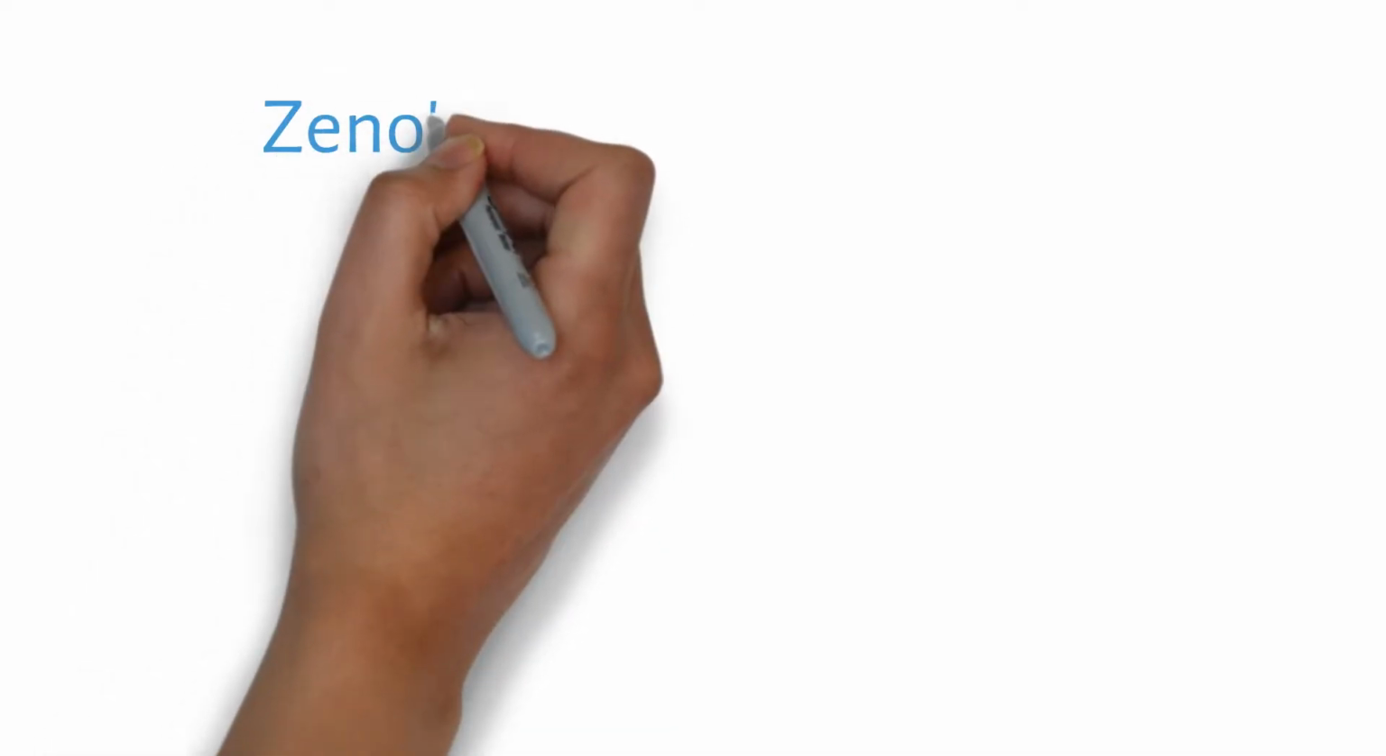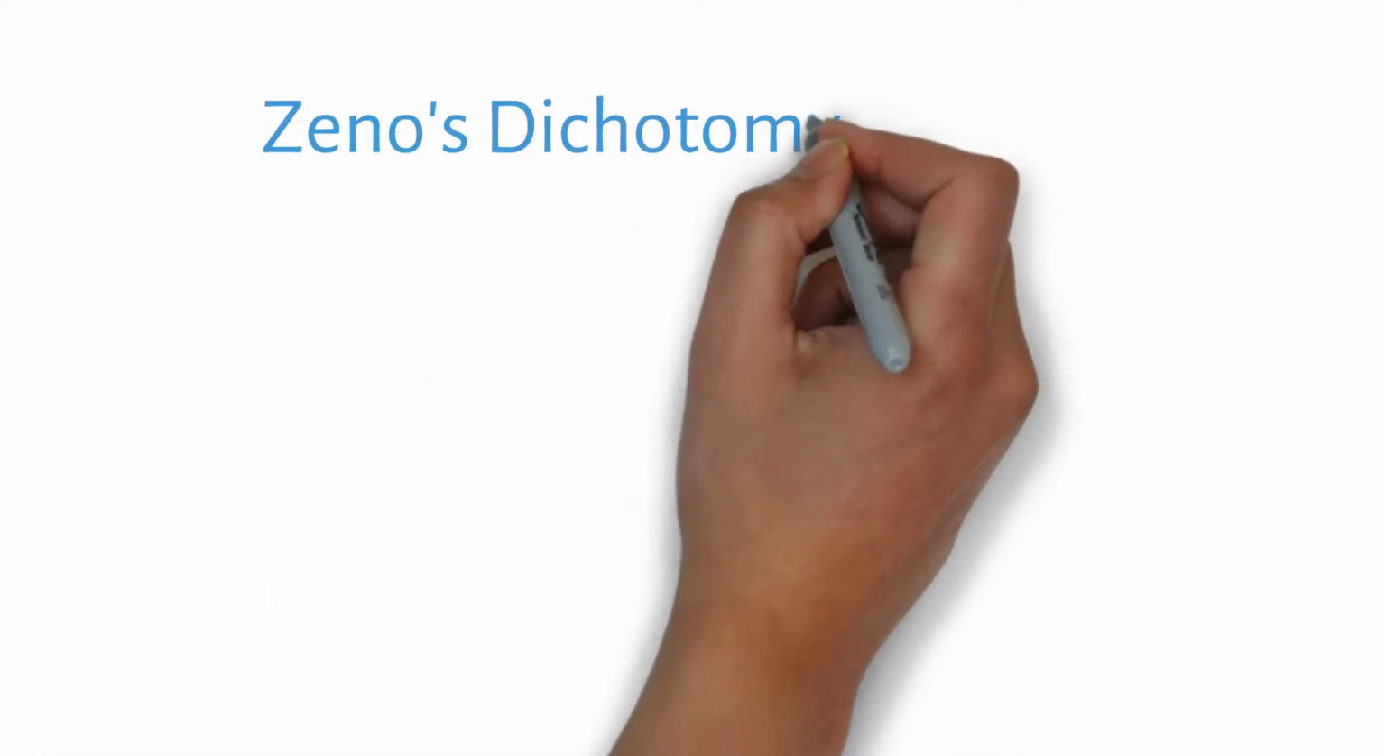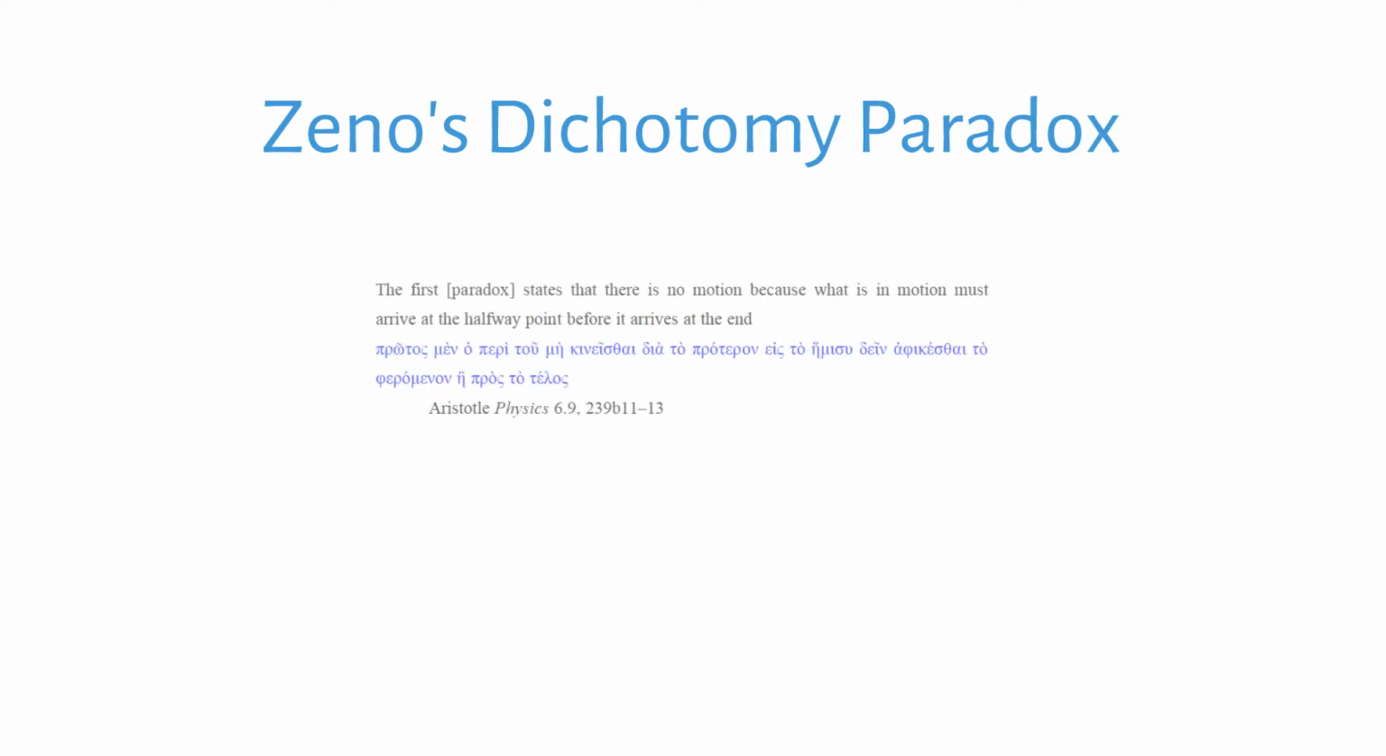Now, with that out of the way, let's have a look at Zeno's dichotomy paradox itself. Here's a brief report from Aristotle's Physics. The first paradox states that there is no motion because what is in motion must arrive at the halfway point before it arrives at the end. We get a longer description earlier on in Book 6 of Aristotle's Physics, and on the basis of those reports, it seems the argument goes like this.